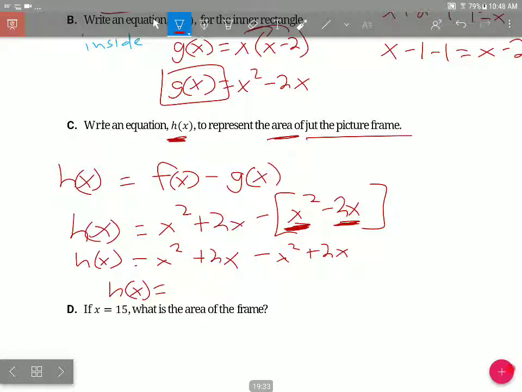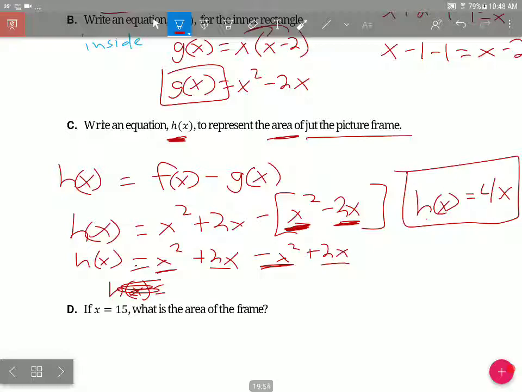All right, how many x squareds do you have? None. Exactly. I got 1 over here and I got negative 1 over there, so that is none. How many x's do you have? 4. I got 2 here, I got 2 here. So h of x equals 4x. That is the area of just the frame.